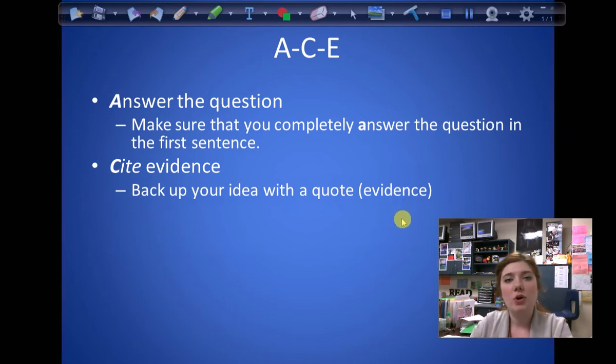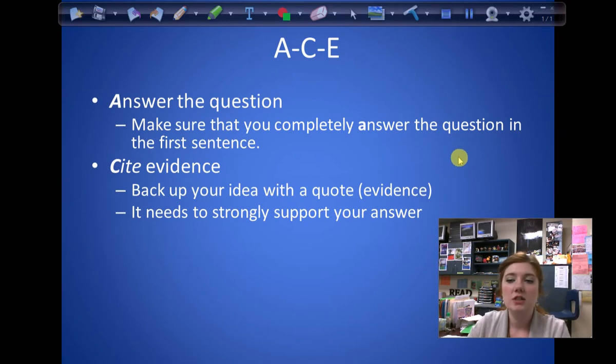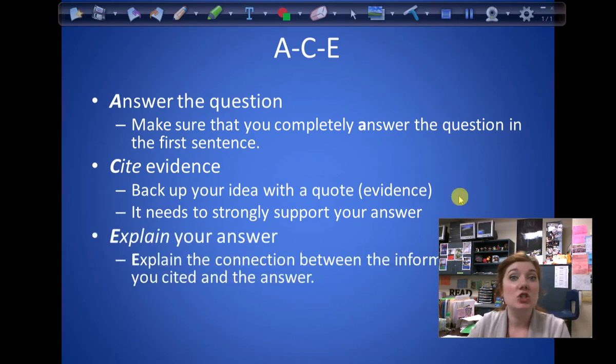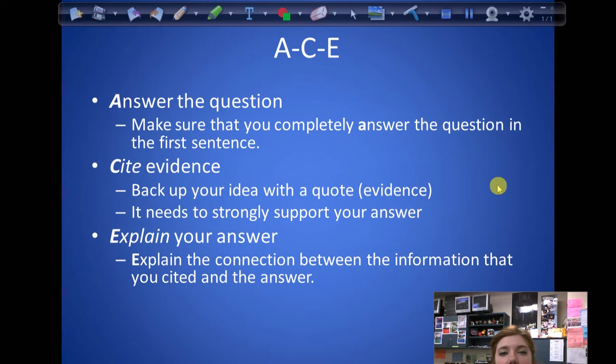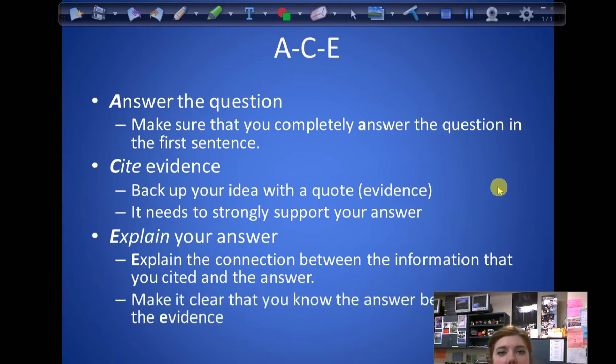You have to back up your idea with a quote, and it needs to strongly support that answer. And then E is explanation. You have to explain the connection between your answer and your quote. You have to make it clear that you know your answer because of the evidence that you're using.